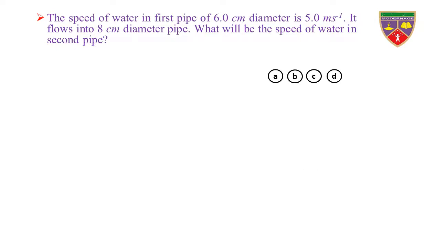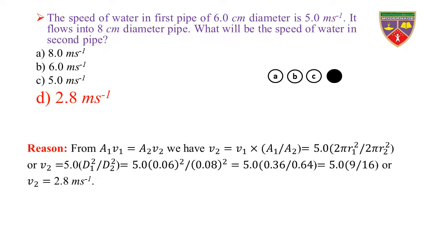The speed of water in the first pipe of 6 centimeter diameter is 5 meter per second. It flows into an 8 centimeter diameter pipe. What will be the speed of water in the second pipe? Option A, 8.0 meter per second; option B, 6.0 meter per second; option C, 5.0 meter per second; option D, 2.8 meter per second. The key is 2.8 meter per second. Therefore, the correct option is D.